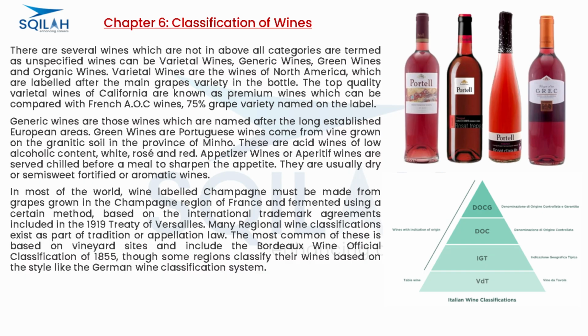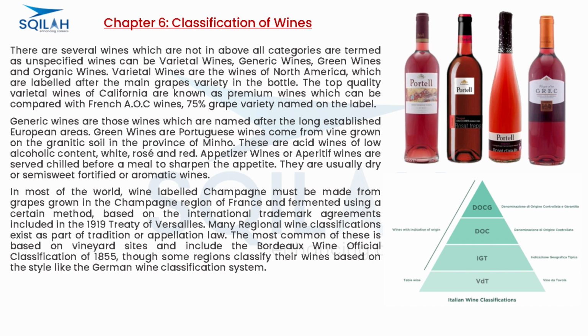Appetizer wines or apéritif wines are served chilled before a meal to sharpen the appetite. They are usually dry or semi-sweet fortified or aromatic wines. In most of the world, wine labeled champagne must be made from grapes grown in the Champagne region of France and fermented using a certain method, based on the international trademark agreements included in the 1919 Treaty of Versailles.